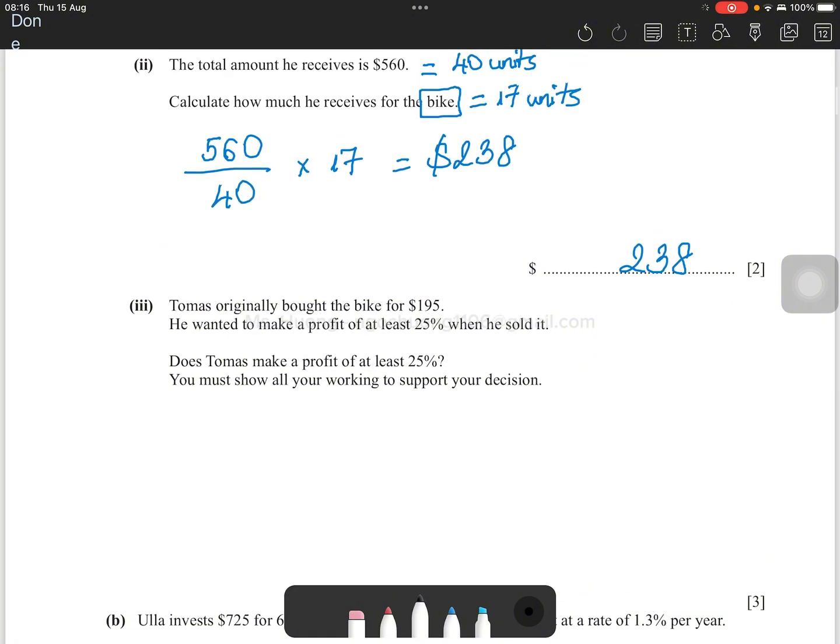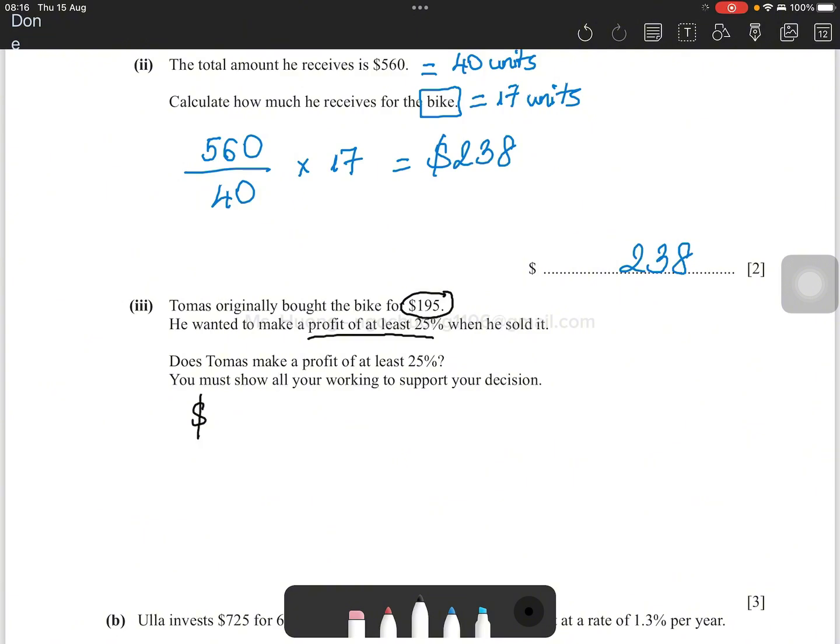Question 3. Thomas originally bought a bike for $195. This is the original amount. He wanted to make a profit of at least 25% when he sold it. Does Thomas make a profit of at least 25%? You must show your working to support your decision.